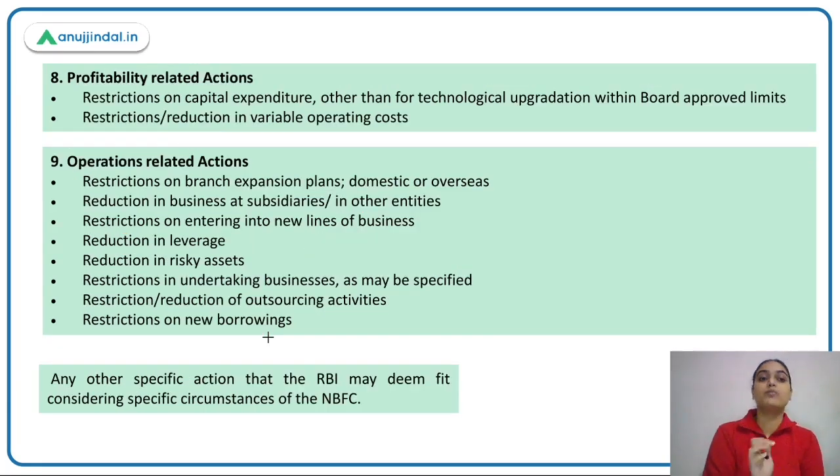नाउ कमिंग टू द प्रॉफिटेबिलिटी रिलेटेड एक्शंस. सो आरबीआई कैन रिस्ट्रिक्ट द कैपिटल एक्सपेंडिचर व्हिच यू कैन इनकर. इट माइट आस्क यू टू रिड्यूस योर ऑपरेटिंग कॉस्ट. सो दीज आर सम प्रॉफिटेबिलिटी रिलेटेड एक्शंस.